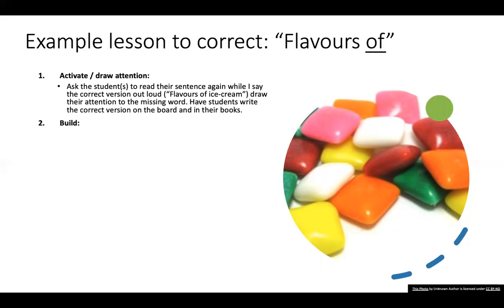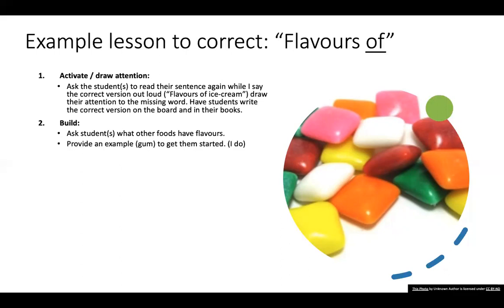We'd build their understanding by asking the students what other foods have flavors. I might provide an example like gum, get them started, and model when to use flavors of and just flavors. For example, there are many flavors of gum. My favorite flavor is mint.